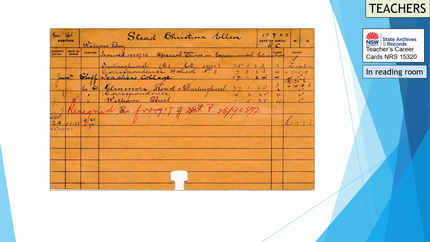From a slightly later period, this is something you can access in the reading room. These cards were created for teachers from approximately 1907. And you can access them in the reading room, just a similar sort of format to the railway cards. Classification, date of award, position, and so forth.